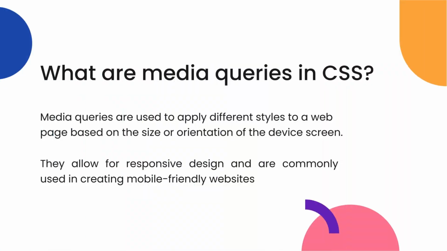What are media queries in CSS? Media queries are used to apply different styles to a web page based on the size or orientation of the device screen. They allow for responsive design and are commonly used in creating mobile-friendly websites.